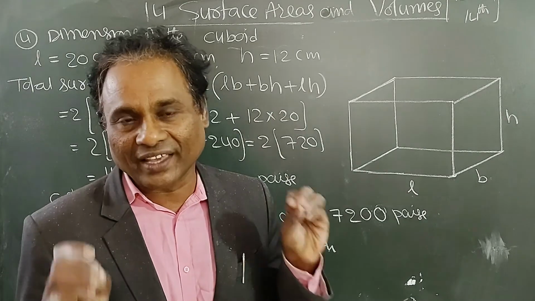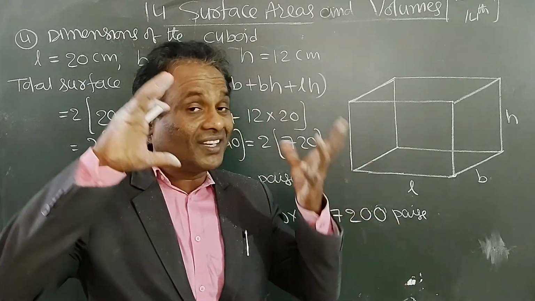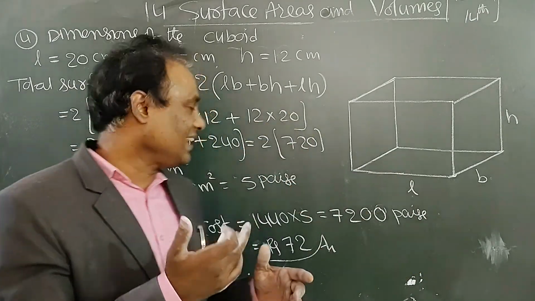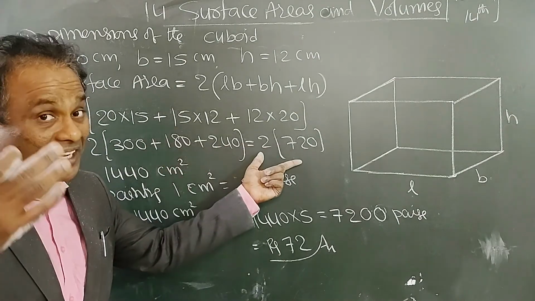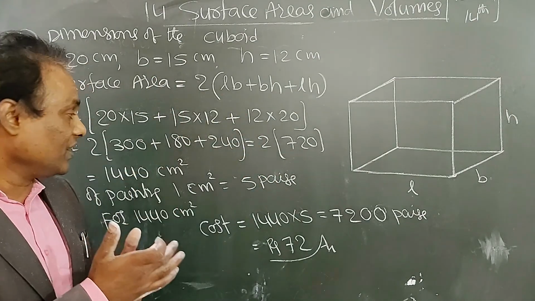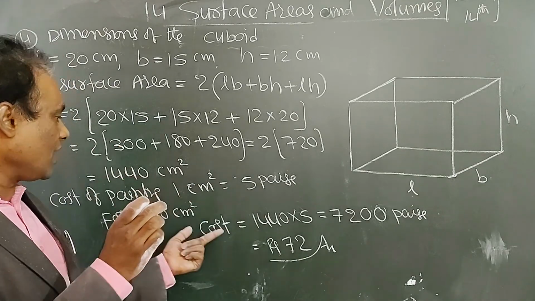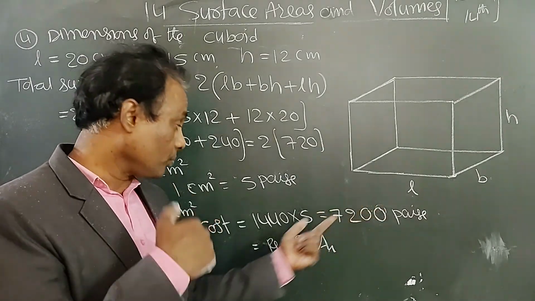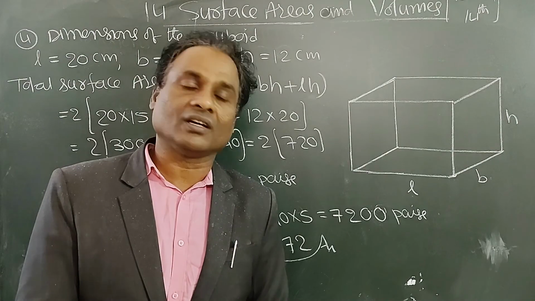So I explained 6 formulas, and we are using only these 6 formulas, but sometimes theory questions cannot be solved directly, we have to understand. See here, the area we can find using the formula, but for the cost of painting, general thinking is required. 1 unit is 5 paise, so for this much area, what is the cost? 7200 paise, 72 rupees, that's all. So, the next exercise we will start in the next class.